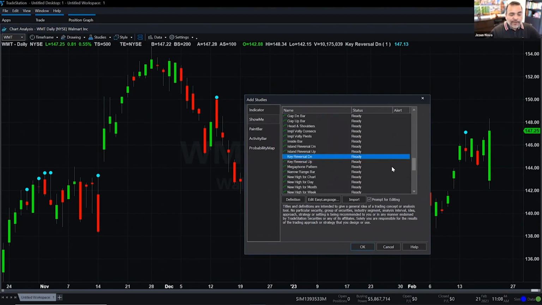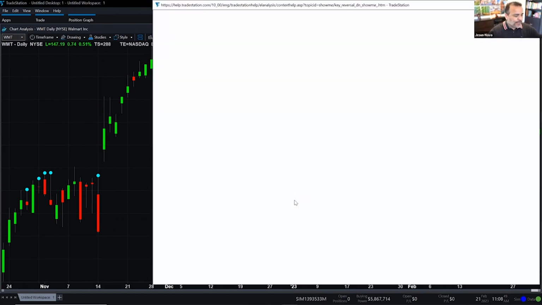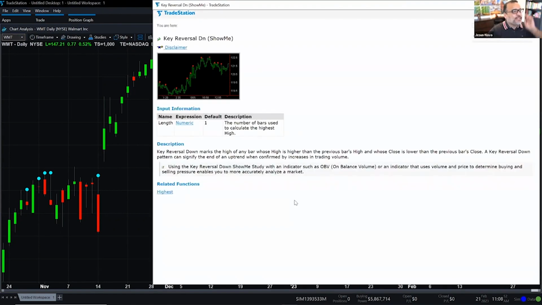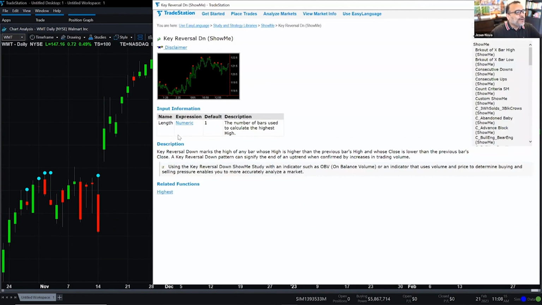Here we go. And you can do this for every study that is part of the TradeStation platform. I'm going to go to the definition and take a look at what we have for this indicator. Here we have a numeric input. It's looking for the number of bars used to calculate the highest high. The default is 1. So a key reversal down marks the high of any bar whose high is higher than the previous bar's high and whose close is lower than the previous bar's close.